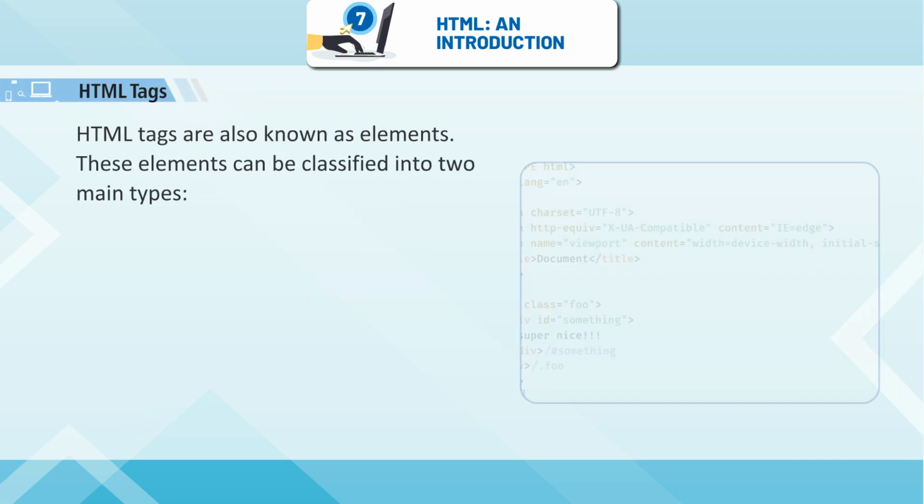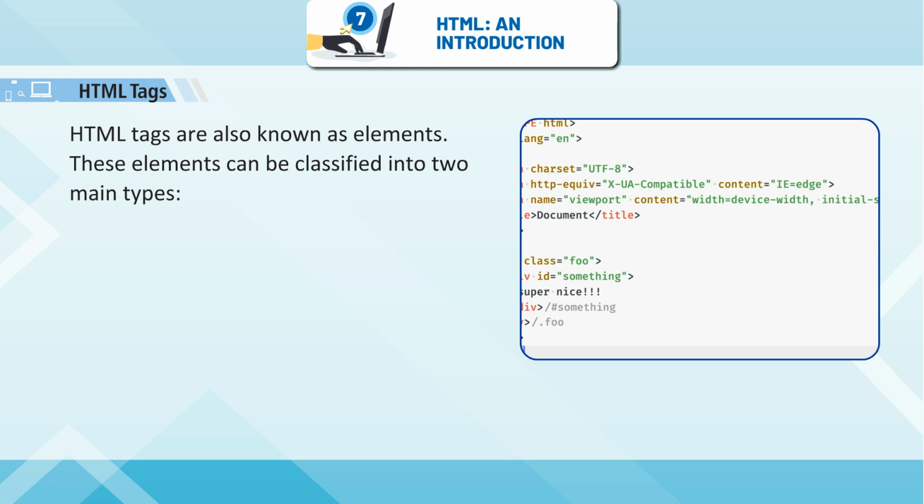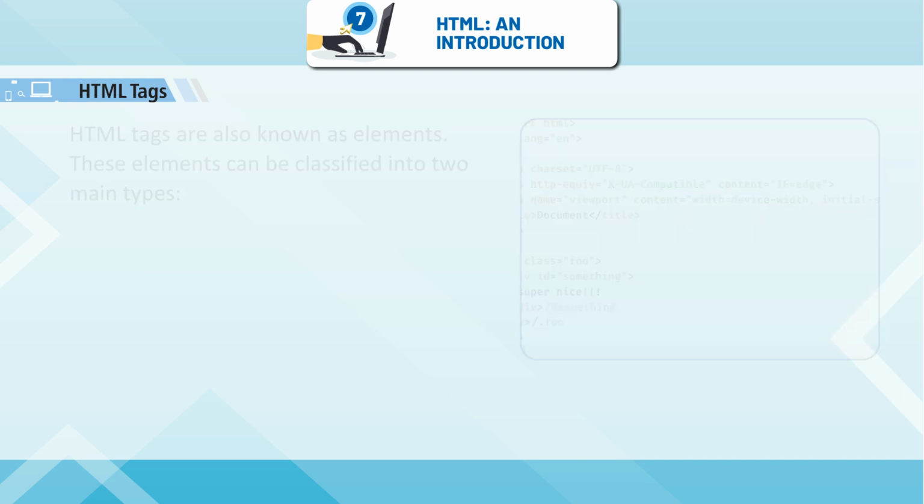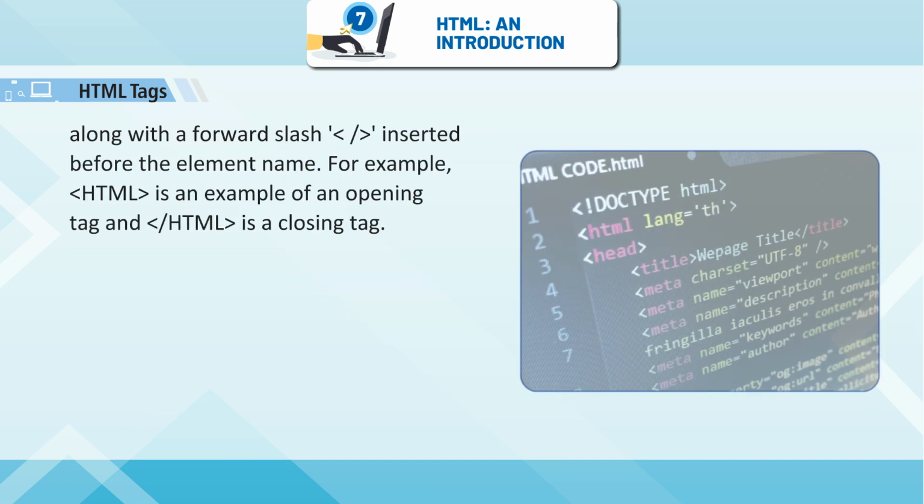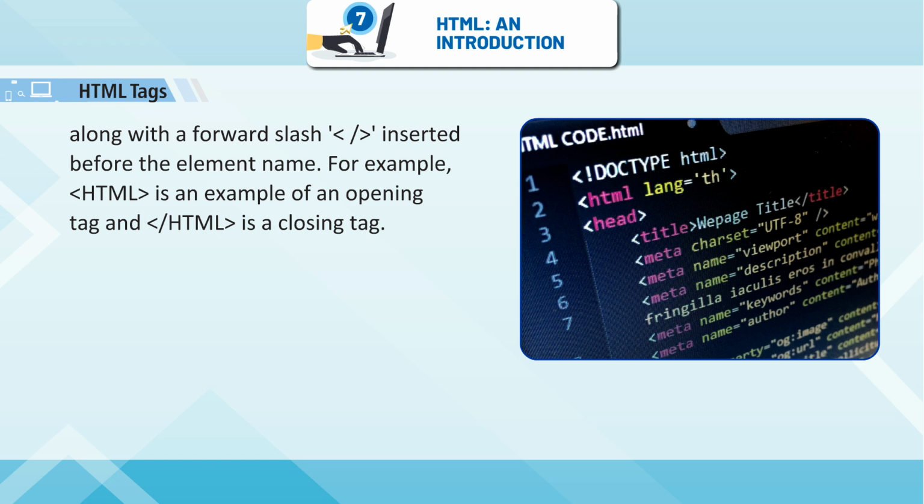HTML tags are also known as elements. These elements can be classified into two main types. Container elements: these tags have both an opening tag and a closing tag. An opening tag is indicated with angle brackets, less than and greater than, and includes the tag name, and the corresponding closing tag is indicated using angle brackets along with the forward slash, less than, slash, greater than, inserted before the element name.